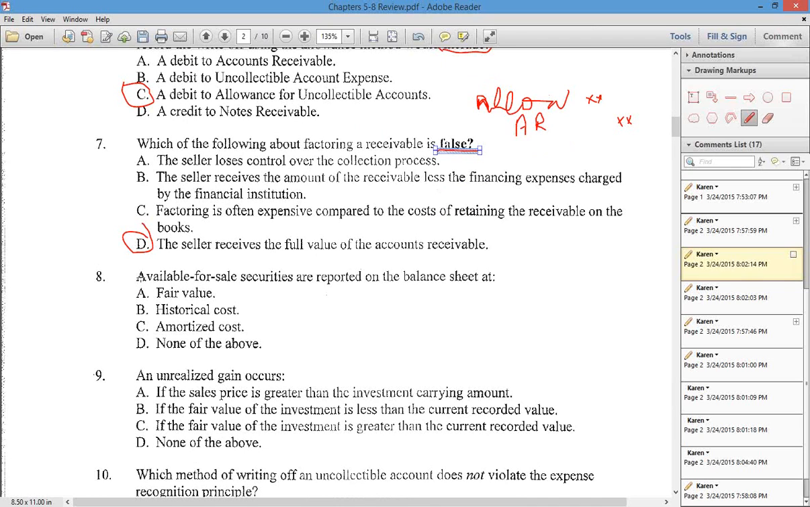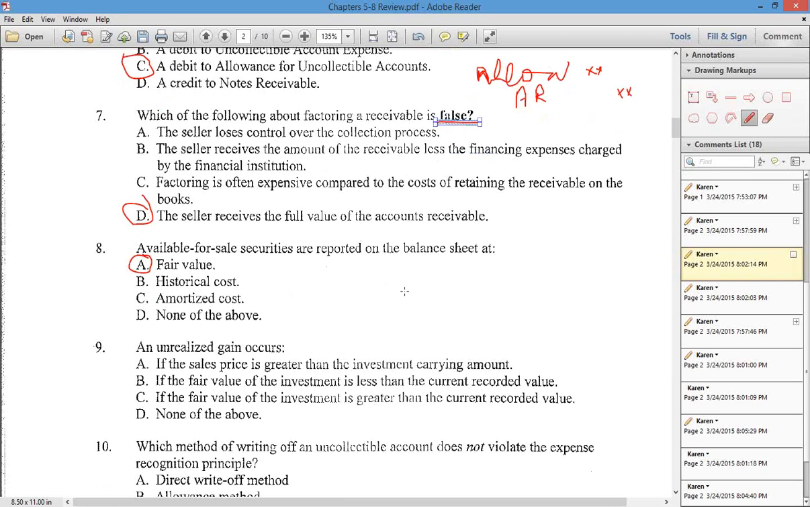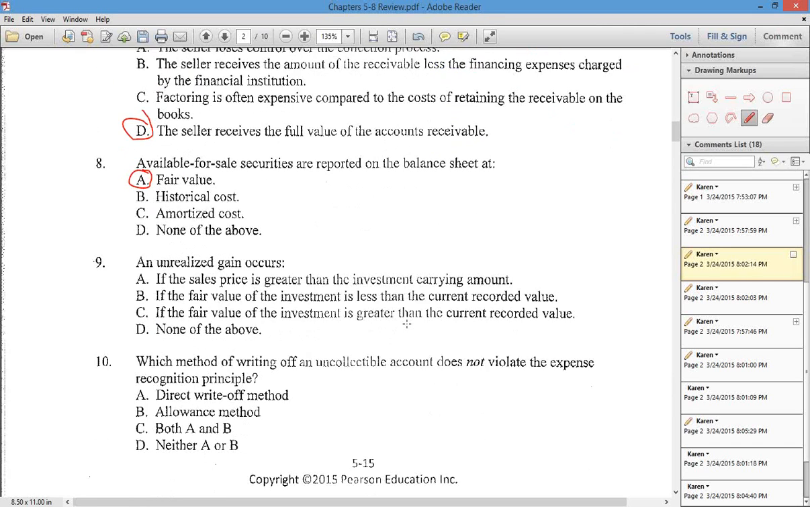So for number 8, the available for sale securities are reported on the balance sheet at. By definition, we report available for sale securities at fair value. We talk about that again when we're in Chapter 8. So fair value is how we report investments in available for sale securities on the balance sheet.